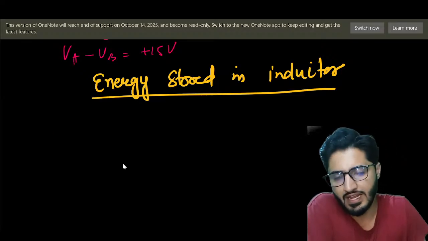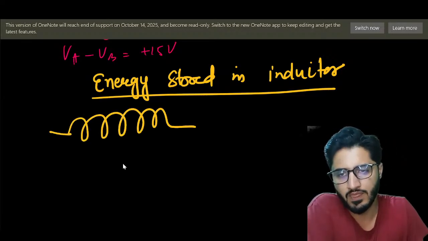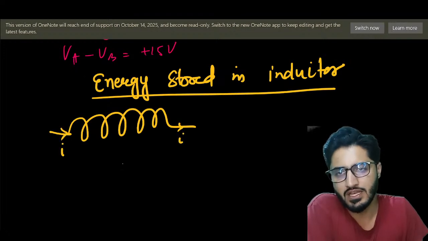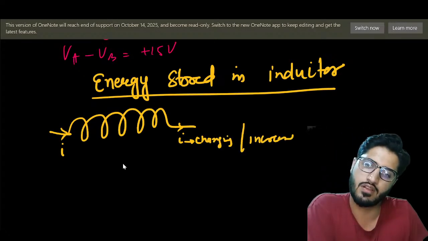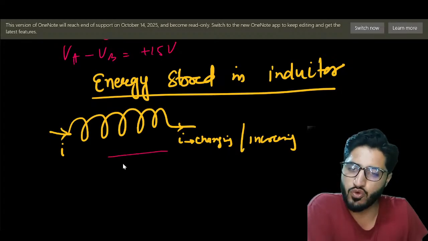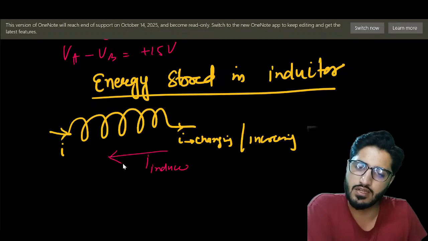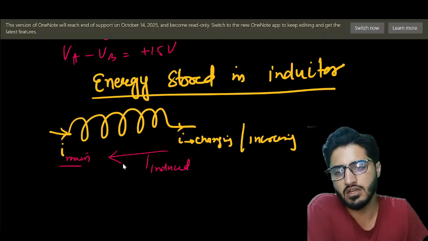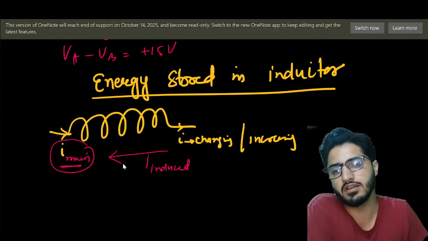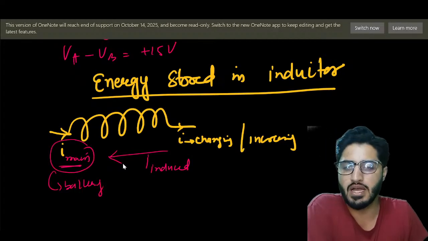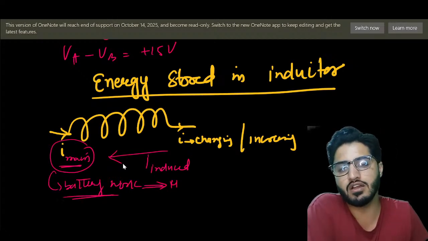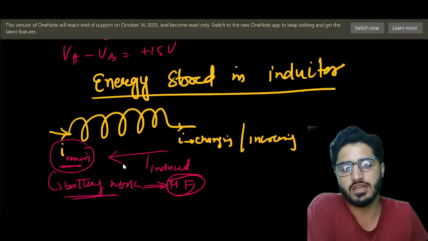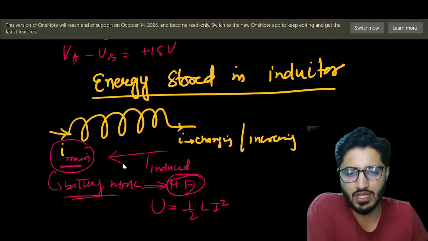So if we are having an inductor like this, current I is flowing, and this current is changing and increasing. We are having a current which is opposite to it, and this current is the induced current. It is the main current. To keep my main current unaffected, my battery is doing work, and that work is getting stored inside the inductor in the form of a magnetic field. This energy is potential energy U, which is 1 by 2 Li square.